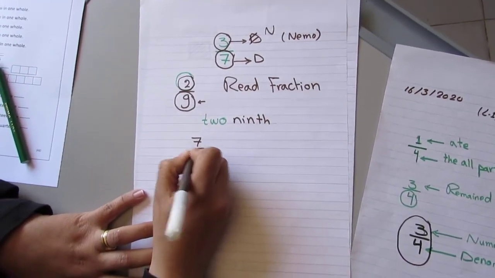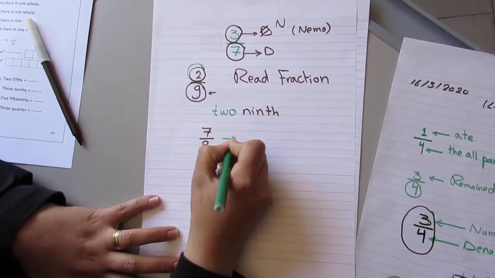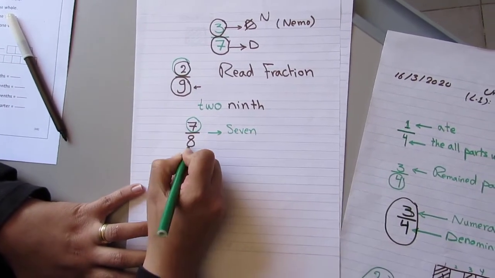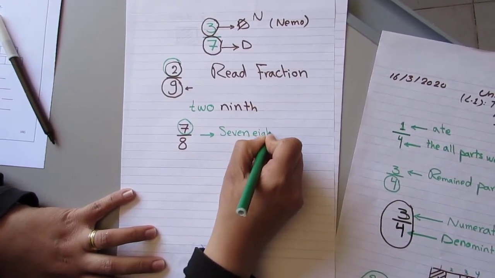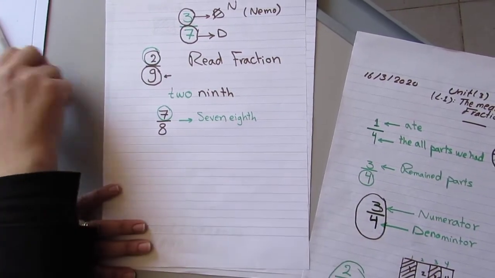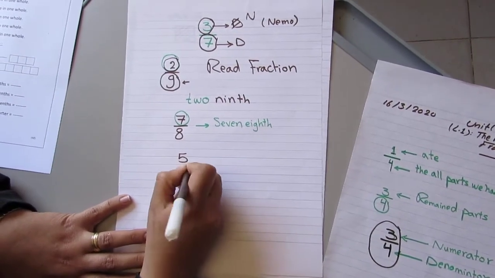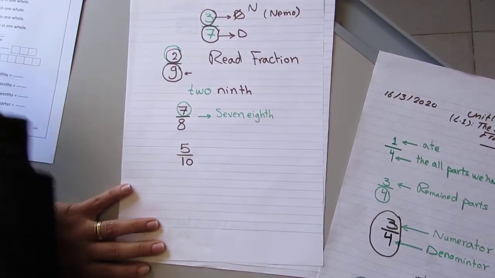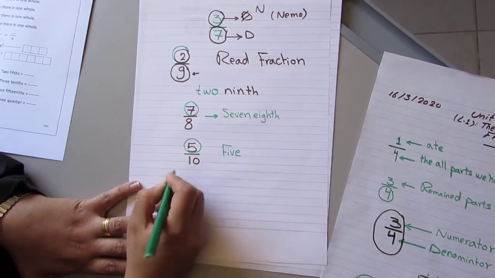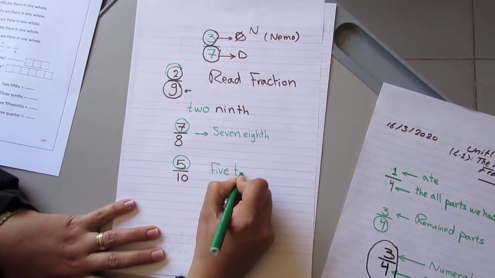Let's take another one. 7 over 8. We will not say 7 over 8. We will say 7, starting with the numerator. We will write 7 and then 8th. It will be 7 8th. The last example we may have is 5 over 10. Start again from the numerator, it's 5. The denominator is 10, so we will say 5 10th.